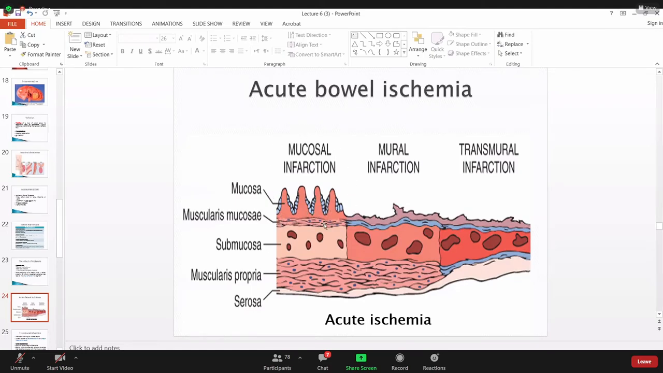The muscularis mucosa is still viable, the submucosa is viable and the muscle layer is viable. Or mural infarction, which involves the mucosa and the submucosa. Or what we call transmural infarction, which is full thickness. The wall of the bowel will be infarcted. Which one do you think is the most dangerous? Surely transmural infarction, because it might lead to total infarction of the wall, and it can cause perforation and more serious sequelae.